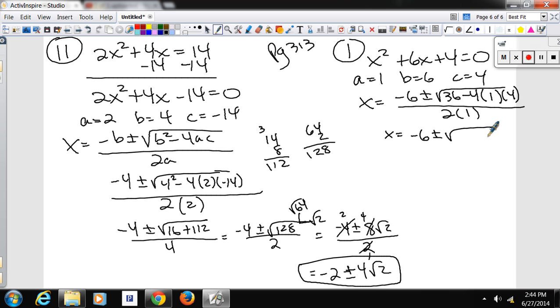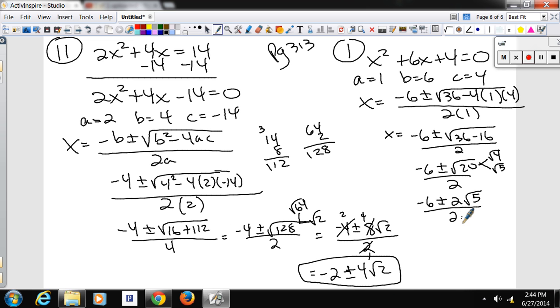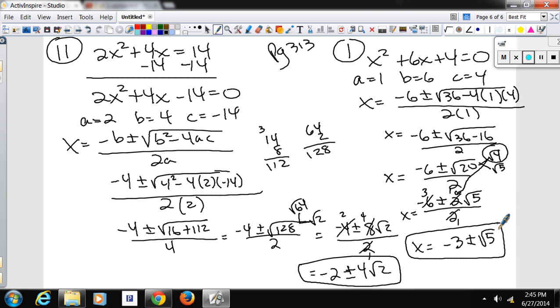Negative 6 plus or minus 36 minus 16 over 2. Negative 4 times 4 is negative 16. Negative 6 plus or minus radical 20 over 2. 20 does have a perfect square factor of 4 and 5. 4 is a perfect square. So negative 6 plus or minus 2 radical 5 over 2. Now this square root of 4 comes out as a 2. That's where I put that 2 right there. These you could reduce them in half. 2, 3, and 1, and a 1. So your actual answer for number 1 would be negative 3 plus or minus radical 5. You don't have to put the 1 on the bottom. You're done. So there's number 1 on page 313.